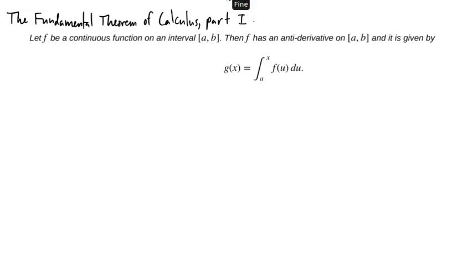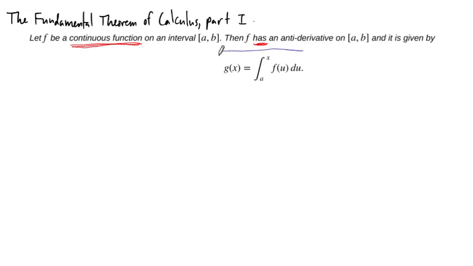Alright guys, we want to take a deeper look into what the Fundamental Theorem of Calculus Part 1 is telling us about the function f and its antiderivative. Number one, what it tells us is that if f is a continuous function on an interval from a to b, then it absolutely has an antiderivative on that interval from a to b. So every continuous function has an antiderivative.